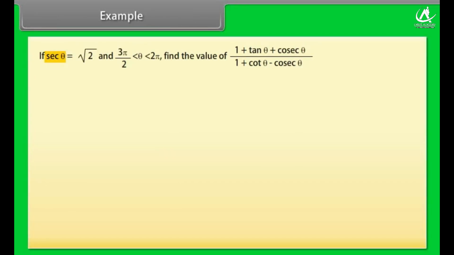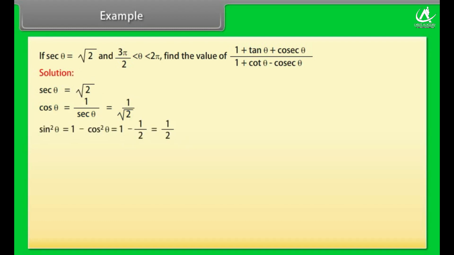Example. If sec θ = √2 and 3π/2 < θ < 2π, find the value of (1 + tan θ + cosec θ) / (1 + cot θ − cosec θ). Solution. Sec θ = √2. Cos θ = 1/sec θ = 1/√2.